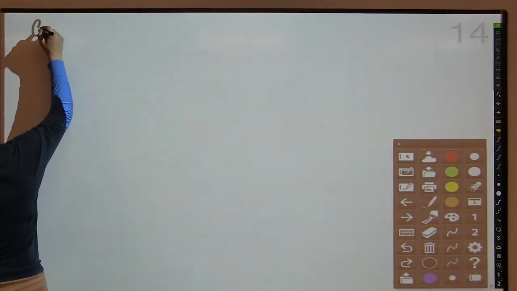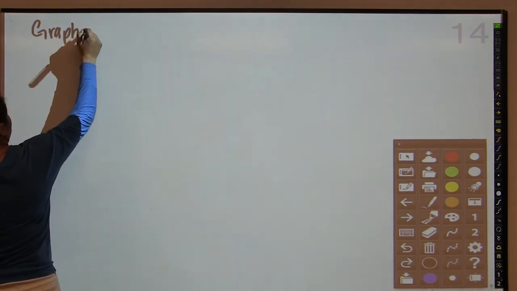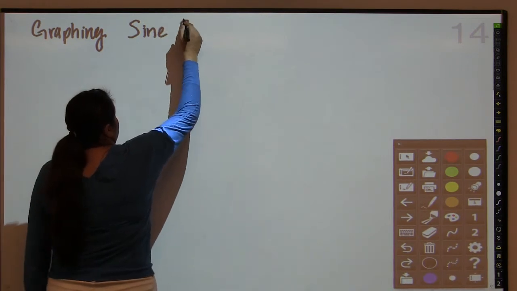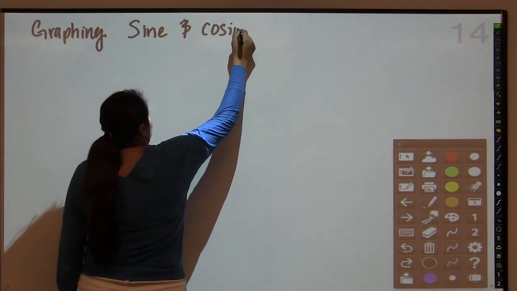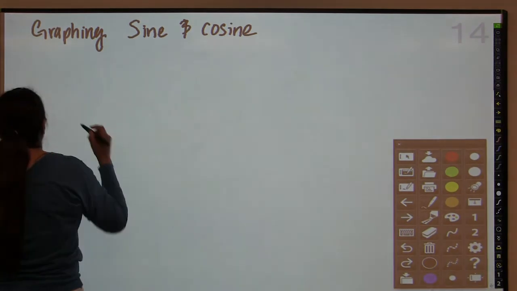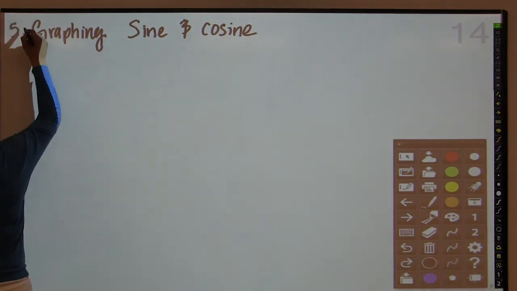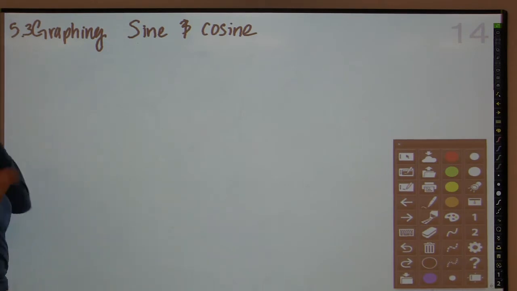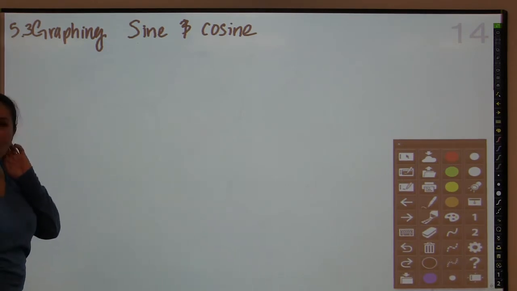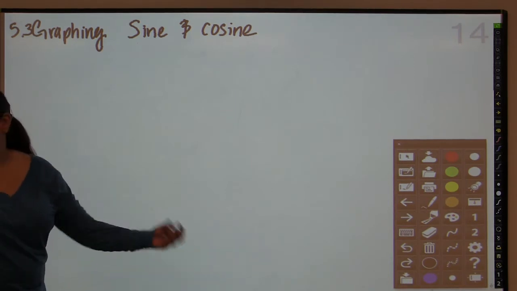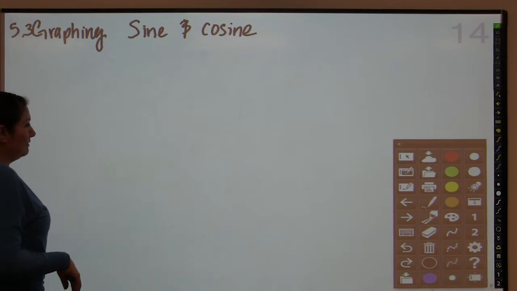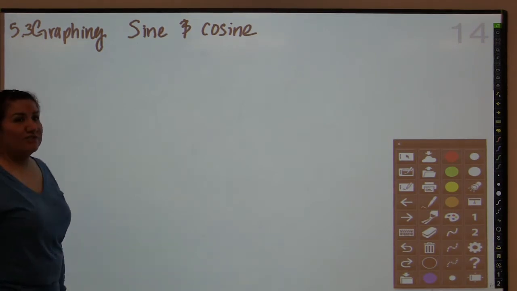Okay, so graphing sine and cosine. What section would this be? This is 5.3, I believe. We did 5.1, 5.2, 6.1, 6.2, 6.3. Now we're back to 5.3 and 5.4, and then we'll go back to 6.4. We're just going to be hopping around like little kangaroos. Okay, graphing sine and cosine.